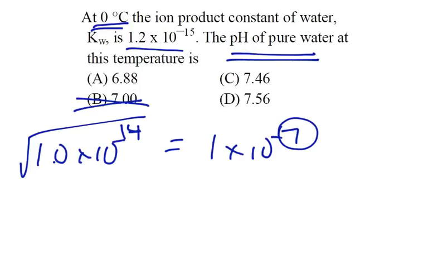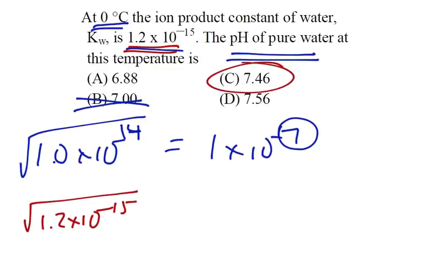But now that we've changed things, we'd have to do the same thing. We'd take the square root of 1.2 times 10 to the negative 15 at 0 degrees, and then once we get that answer, we would take the negative log of that value. Now if you go through all that trouble, it turns out to be 7.46. And that's all we have to practice right now.